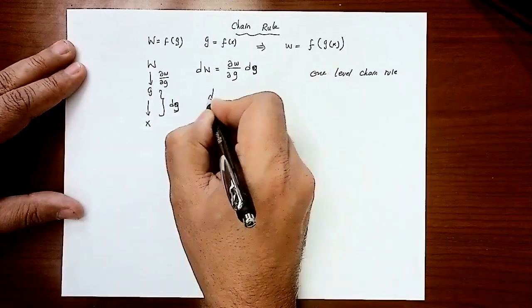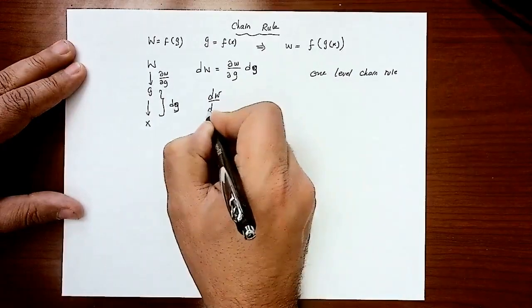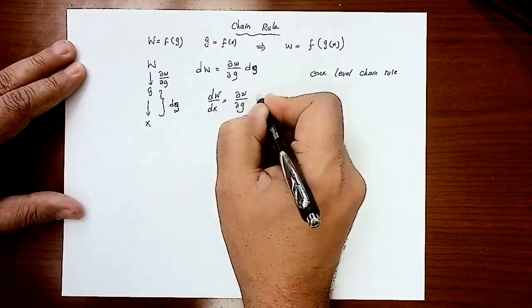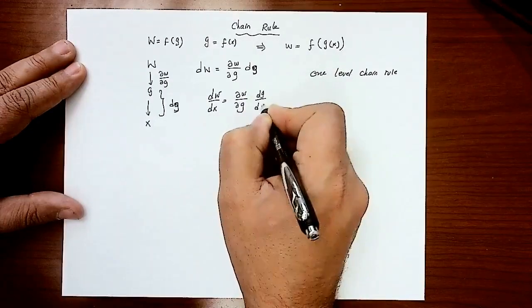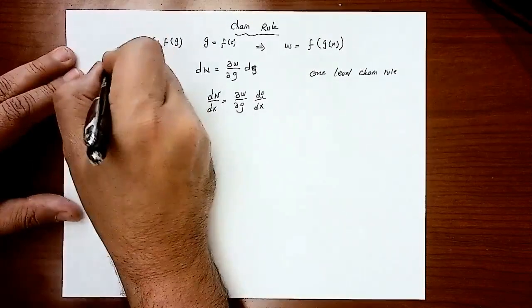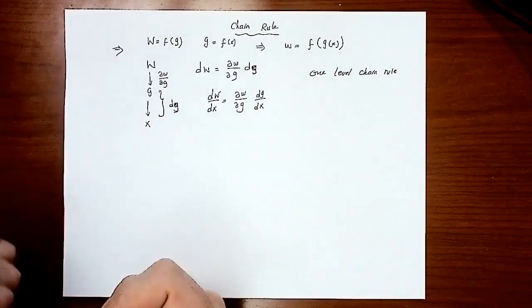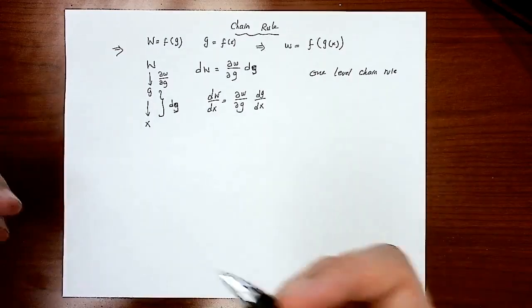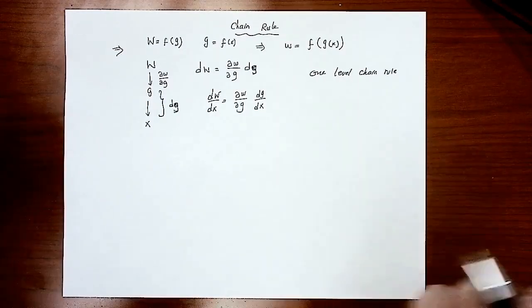So if you want to get the variation of W relative to the variable X, it would simply be partial W by partial G times dG by dx. So that's the one level chain rule. What if we go deeper? So for example, we said that velocity may change as a function of x, y, and z, right?